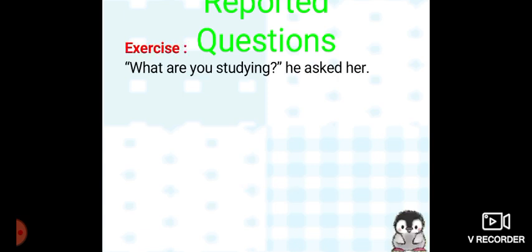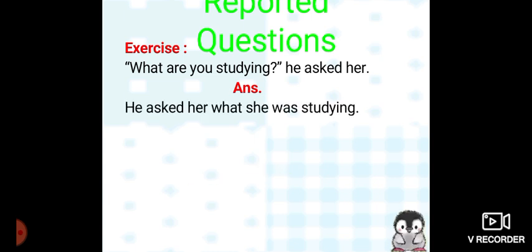Okay, so we see another one. Reported question is the exercise we are now going to see. In this first sentence we have the WH word. So, what are you studying? He asked her. That always changes into, he asked her what. What acted as a conjunction. What she was studying.